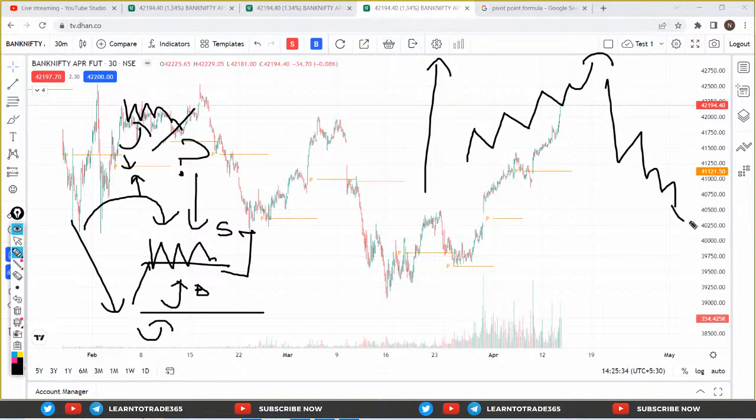This is the formation. Price tries to move up, forms some sideways action, and then it decides whether to move up, end up becoming a false breakout, or move straight down. This is how price generally moves.